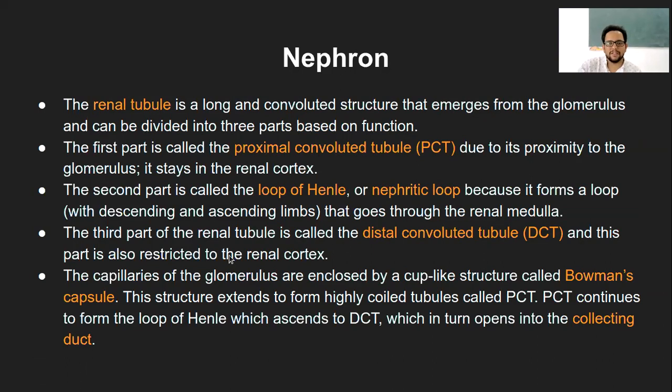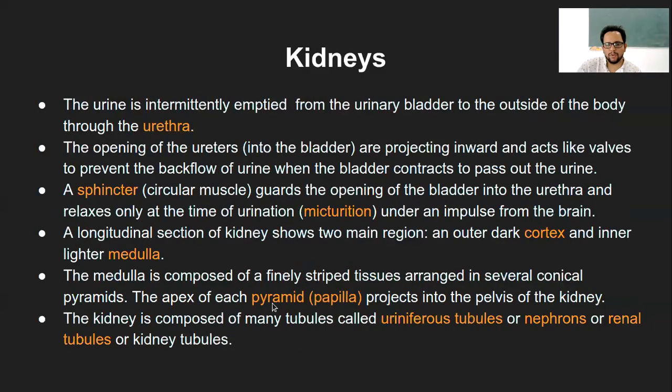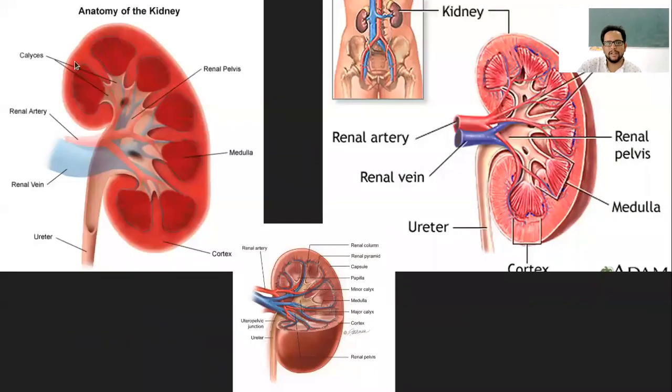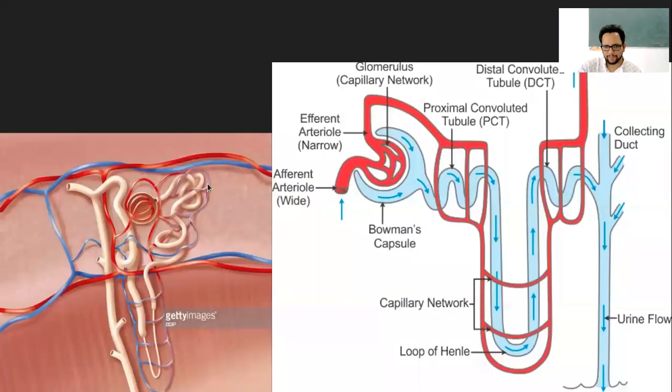Now, what does it mean it stays in the renal cortex? If you look here, this part between the blood vessel is the renal cortex. And this part which is striped is the renal medulla. Again, if you don't remember, we had seen this part here. This outermost layer was the cortex, and the inner layers, these were the renal medulla. So this PCT, that is proximal convoluted tubule, it stays within the cortex.